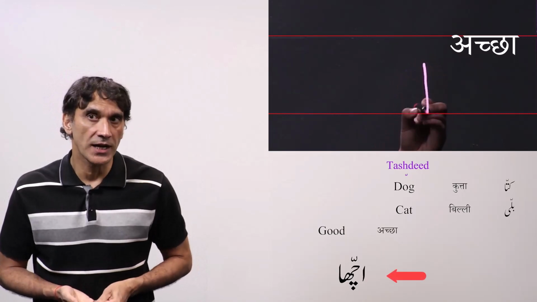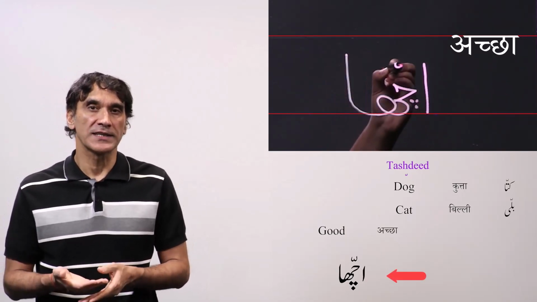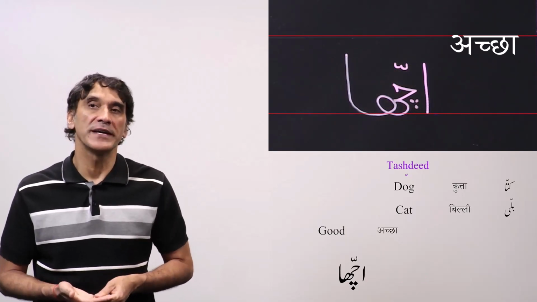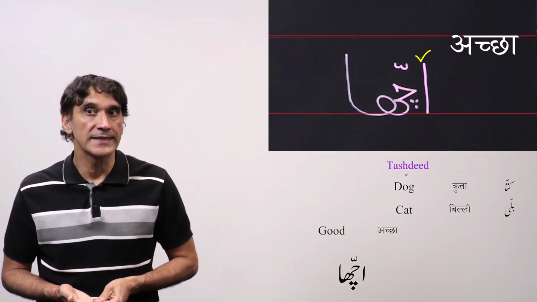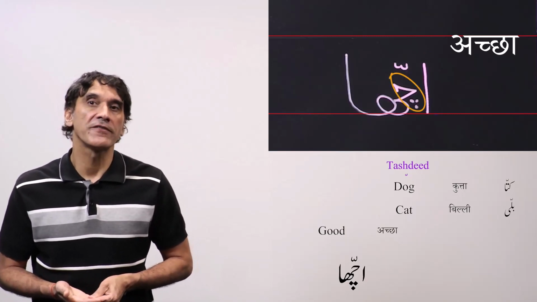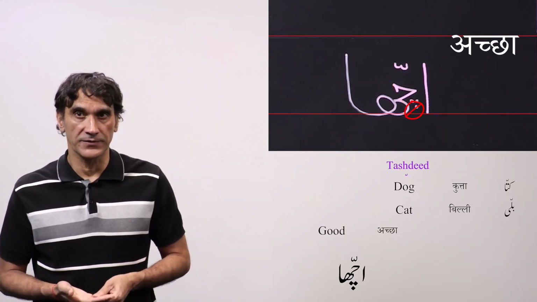Let's now take some words in which the second reduplicated sound is aspirated. The word is acha, that means good. In Urdu, there is a reduplication of the letter che, so Tashdeed will be added on top of che. The first letter is alif, so you write it, and then you have che. Che will be written as initial because the letter before it is non-connector alif.